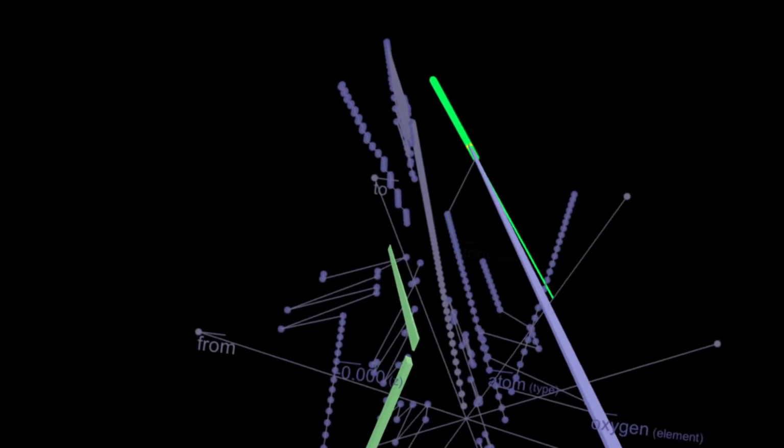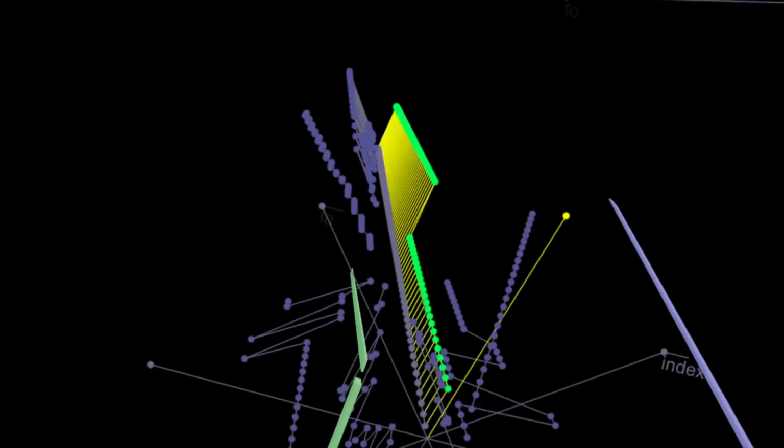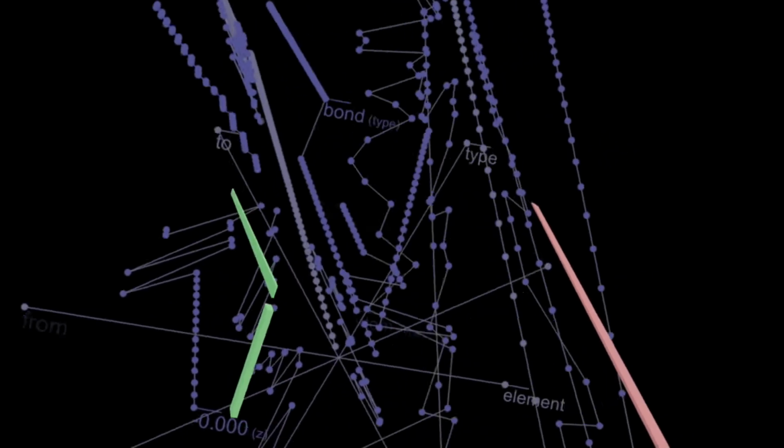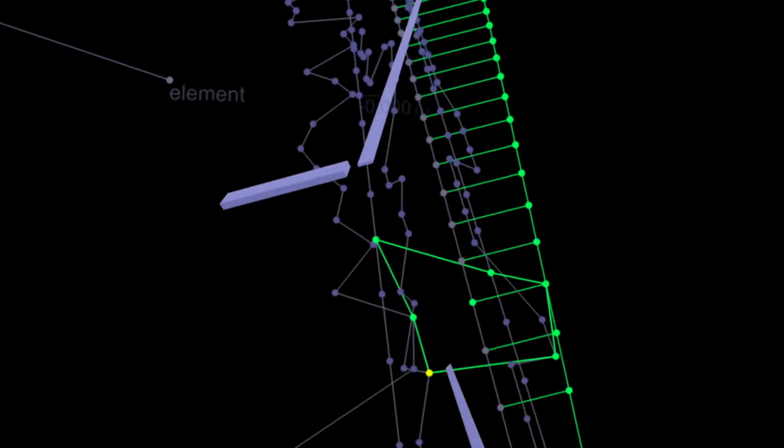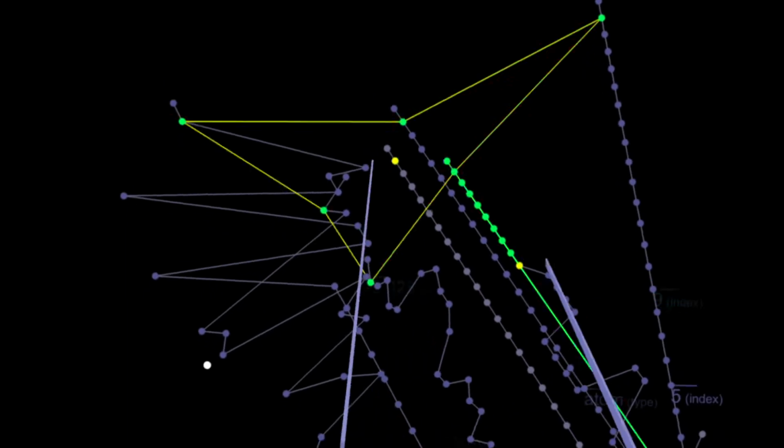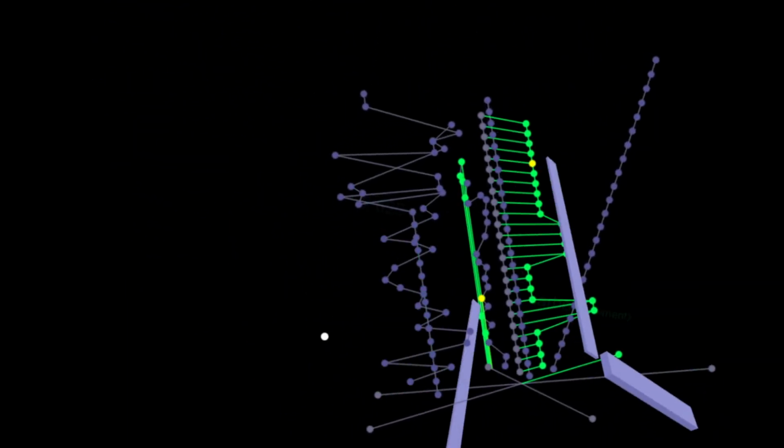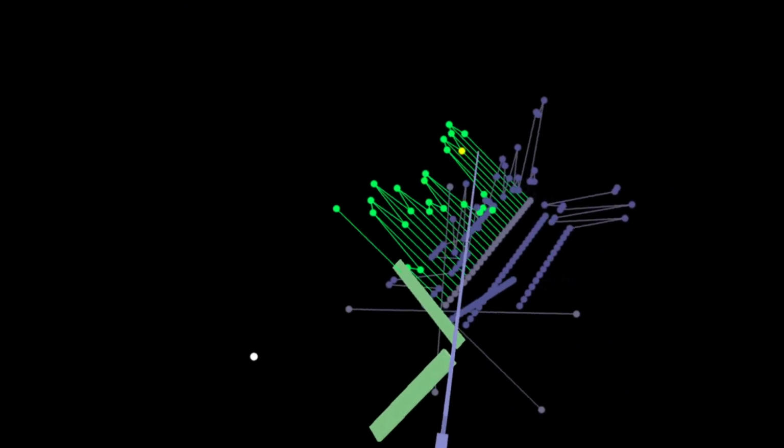What we can also do here is select certain parts of values. So here you notice there are two different values. We can filter out all the different kinds of data and then look at them individually. For instance, here we're looking at just the atom data without the bonds.